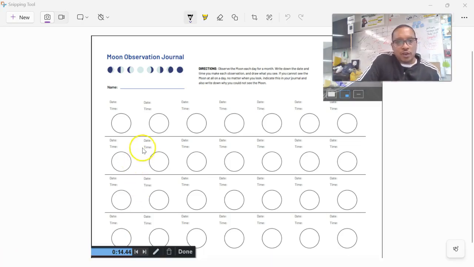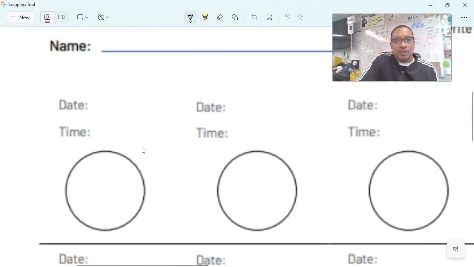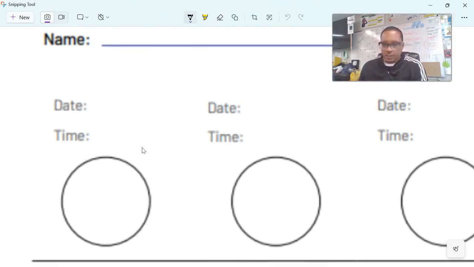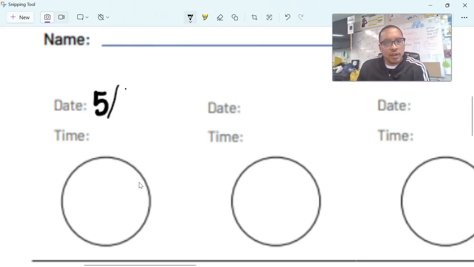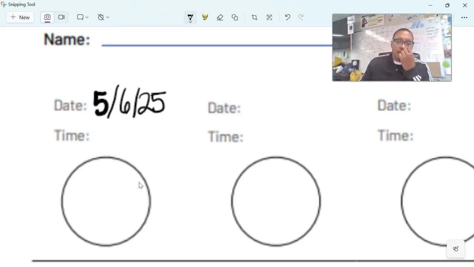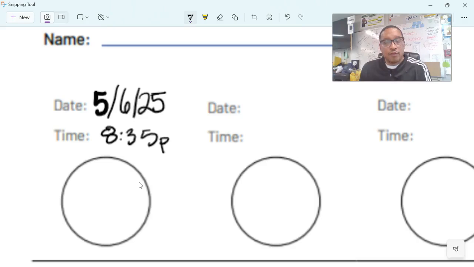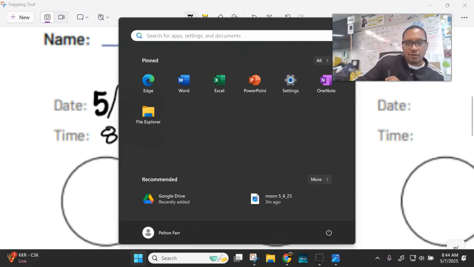All right, so first question is this. Yesterday was, and we'll just go ahead and get the date in there. Yesterday was 5. That's too thick. We need to go a little bit thinner, okay? 5/6/2025. Now, what time did you observe the moon? So make sure that you got that written in there. I'm just going to say 8:35 p.m. Now, if you forgot, make sure that that's what you write in there. Again, you want to be a person of integrity.